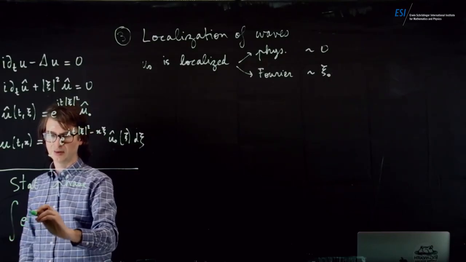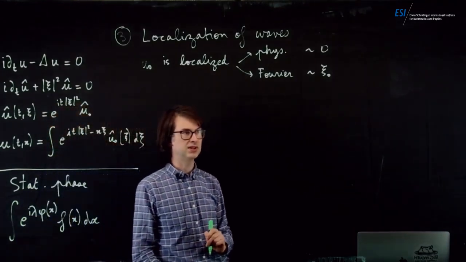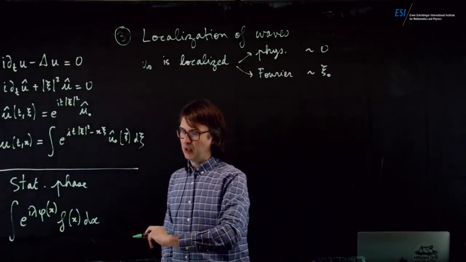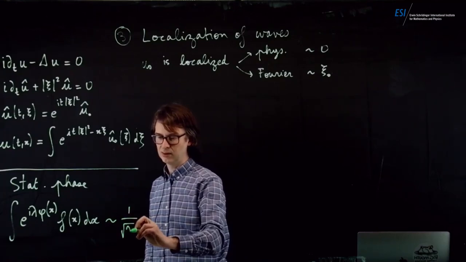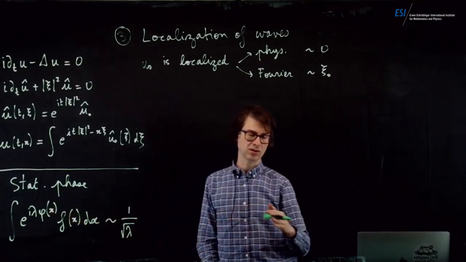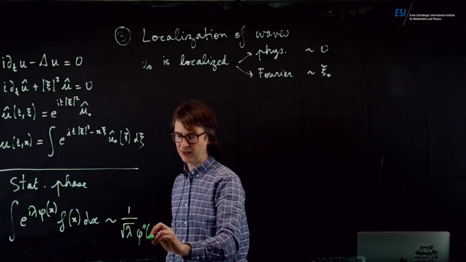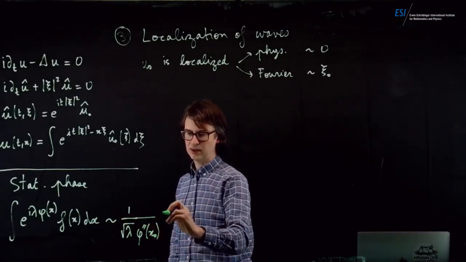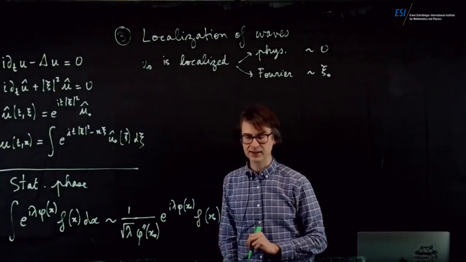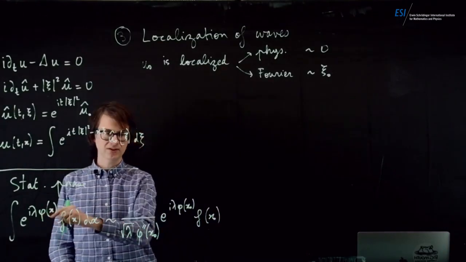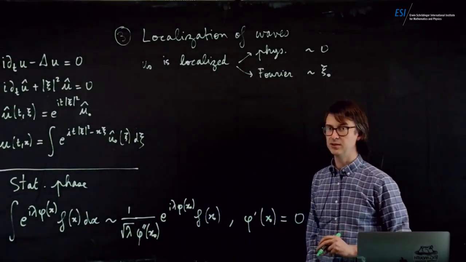If you look at an integral of this type, so it's an oscillatory integral, and you want to compute its behavior for large time. Well, once again, I drop constants. This is equivalent to 1 over square root of lambda. So phi is a phase function and f is just a nice localized function. So this is equivalent to 1 over square root of lambda, phi double prime of x naught, e to the i lambda phi of x naught, f of x naught, where x naught is, let's say, the unique critical point of phi, so it's the unique point where phi prime of x naught is zero. Right, so that's a very important result.